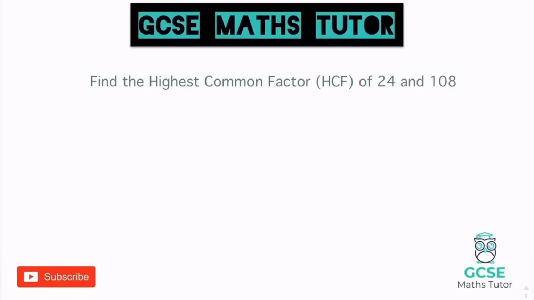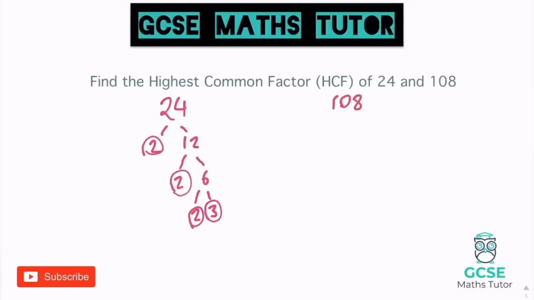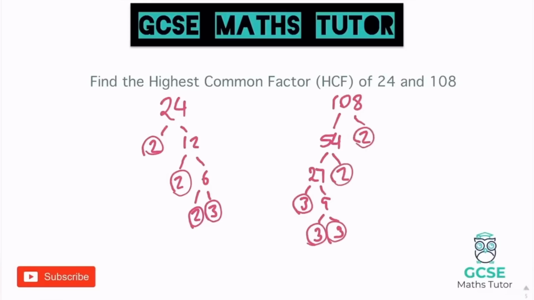So 24, if I do that as a product of prime factors, I'm going to do these quite quickly. We get 2 and 12, 2 and 6, and then 2 and 3. Okay, and again we circle all our prime numbers there. 108 as a product of prime factors, not quite as nice, but if we halve it we get 54, so 54 and 2, half of 54 is 27 and 2, 27 is 3 times 9, and 9 is 3 times 3. So we've got our product of prime factors there, circling all the prime numbers.